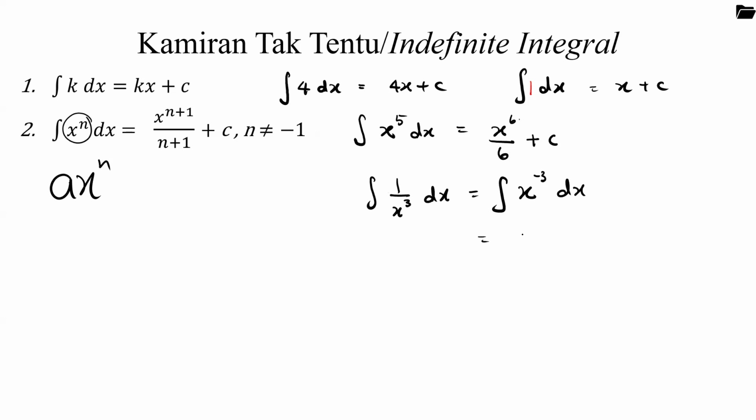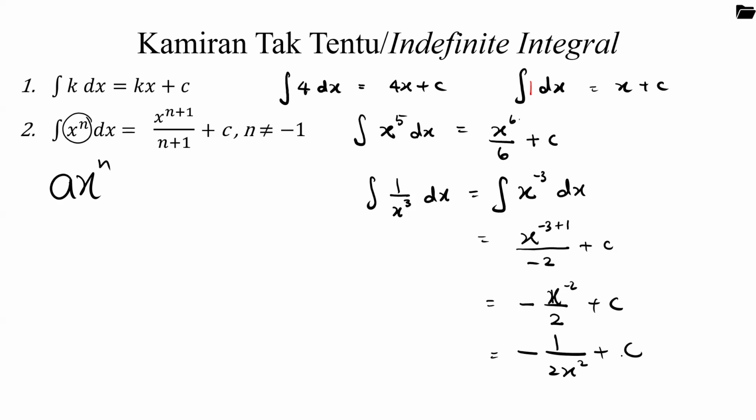So what will we have? Copy exactly the same, plus 1 to the power, divide by the new power, that is negative 2, plus c. Simplify it. So we will have negative 1 over 2 of the x to the power negative 2. Never leave your answer in power negative 2. Always change it back to this one, to positive power. So this will be the answer.